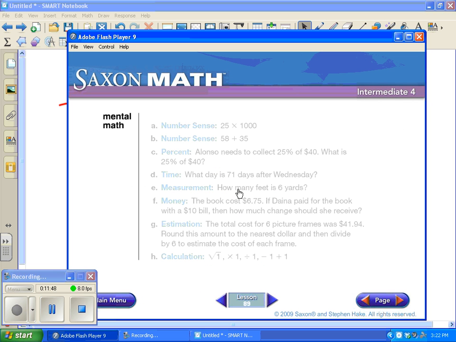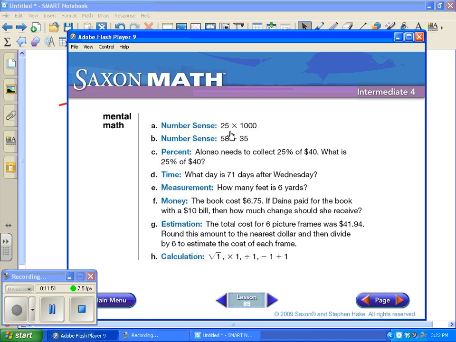Okay, now we're going to do some mental math. Here we go. You're thinking 25 times 1, tack on those 3 zeros, and you have 25,000. Okay.